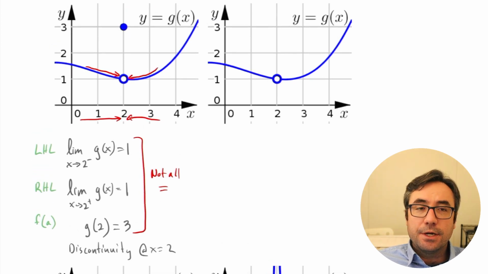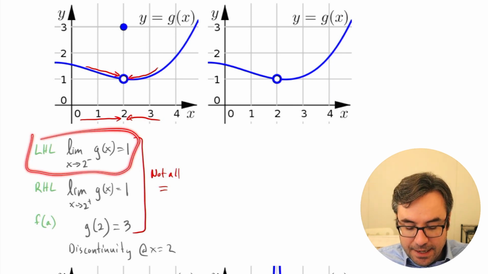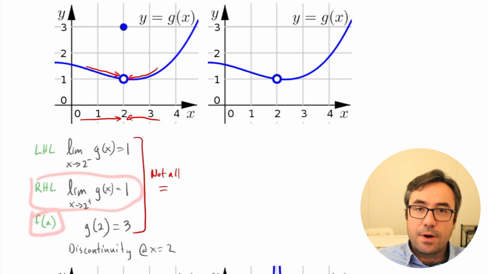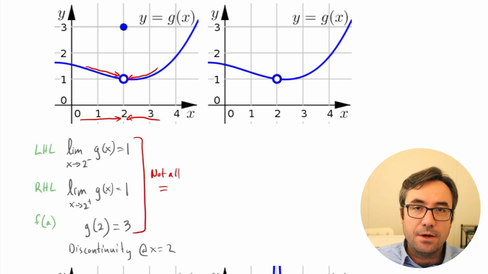So that's really how we're going to check for continuity. We're going to calculate these three gadgets, the left-hand limit, the right-hand limit, and then what's going on right at the function, and all three of these have to be equal in order for it to be continuous.